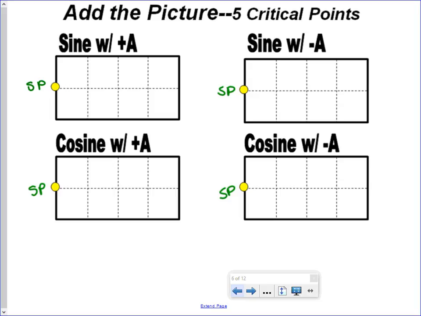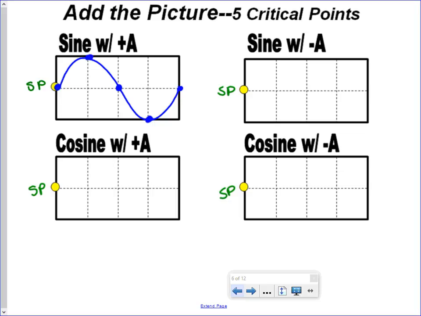And then the next thing that we're going to do is plot, like if it's a sine with a positive a value, where will your 5 critical points be in the frame? Well, they're the same critical points that are on that sine graph that you graphed yesterday. It would start at normally 0, 0, but that might not be 0, 0 anymore because of shifting. And then you would go up, back to the midline, down, back to the midline. And those would be where your 5 critical points are.